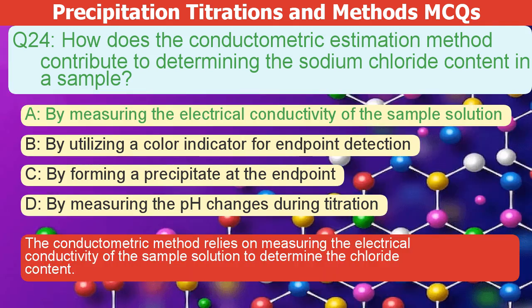The correct answer is A. The conductometric method relies on measuring the electrical conductivity of the sample solution to determine the chloride content.